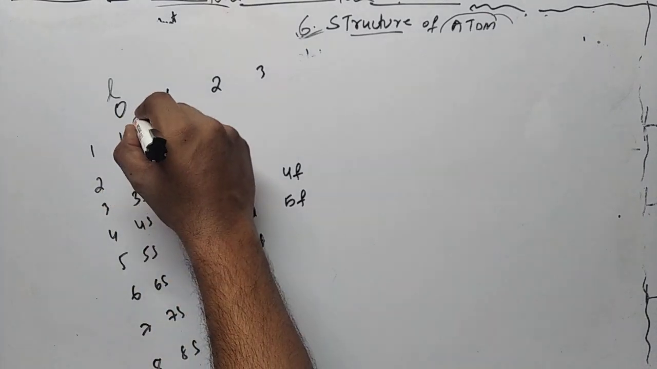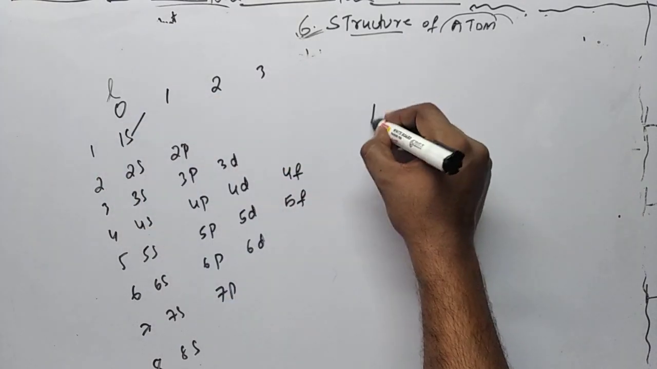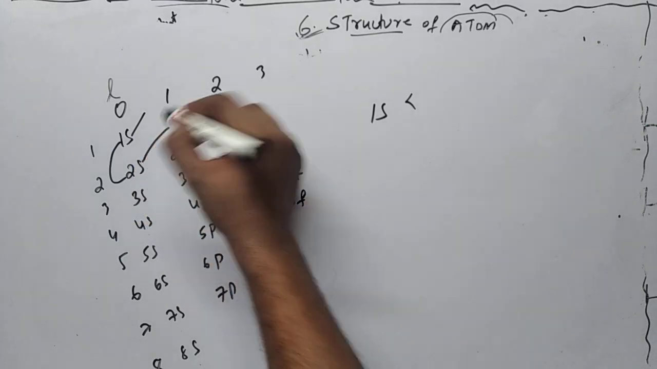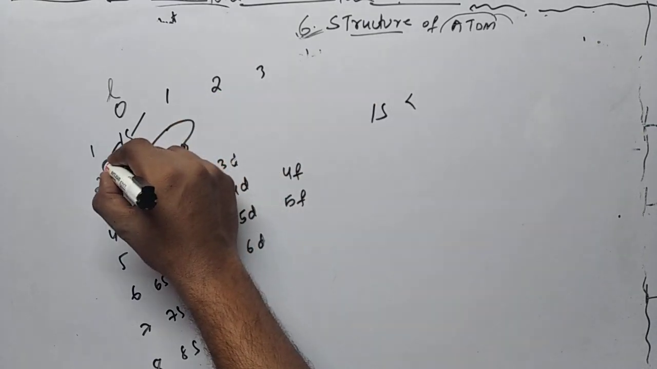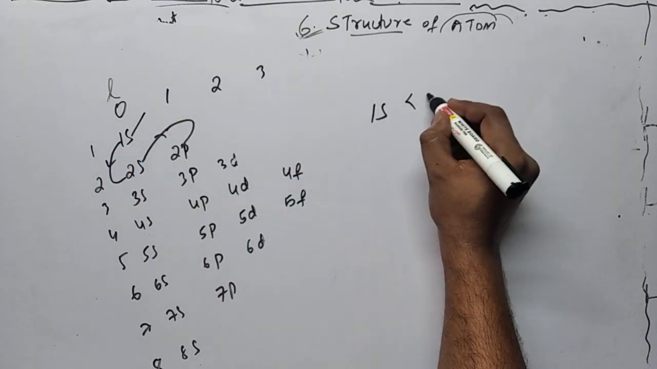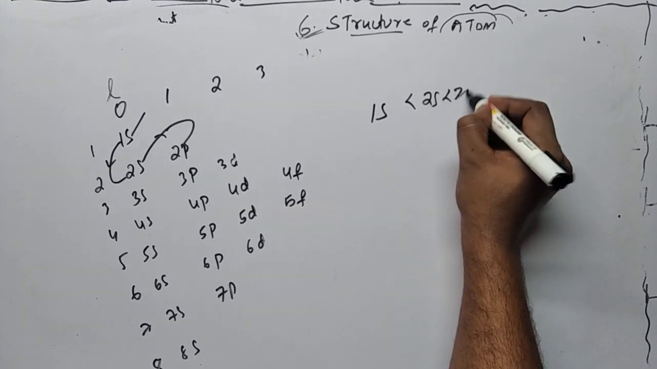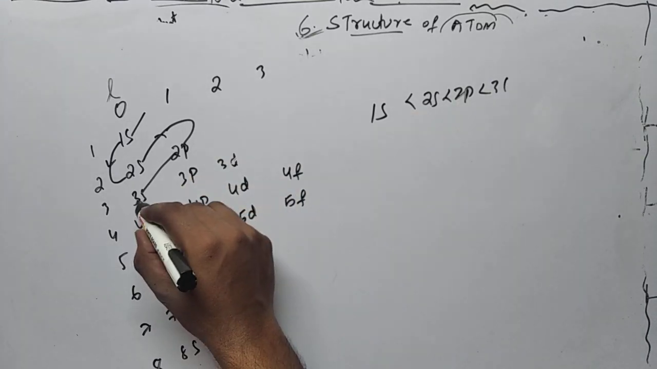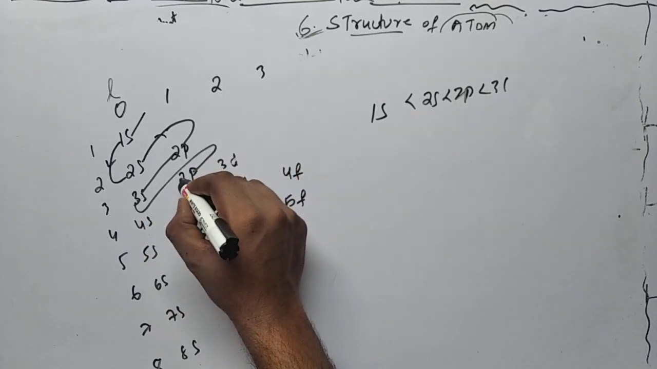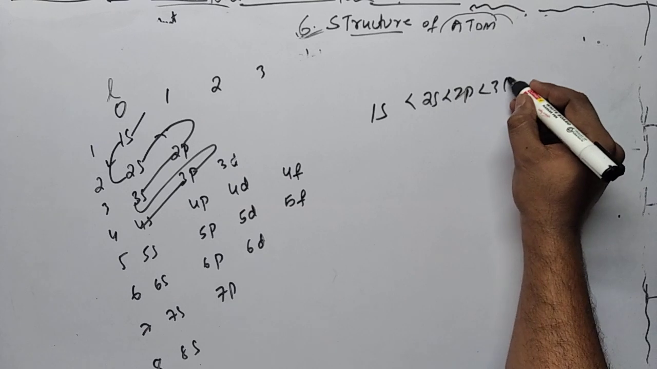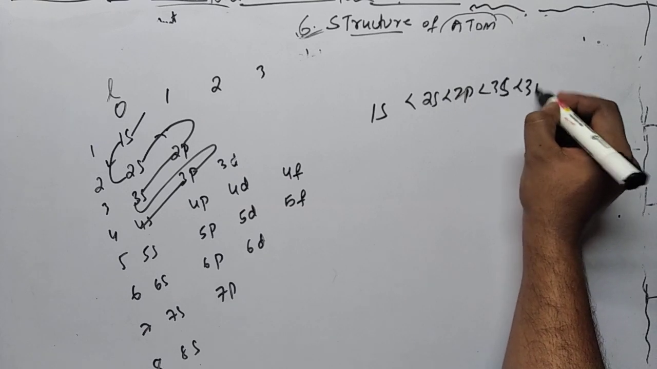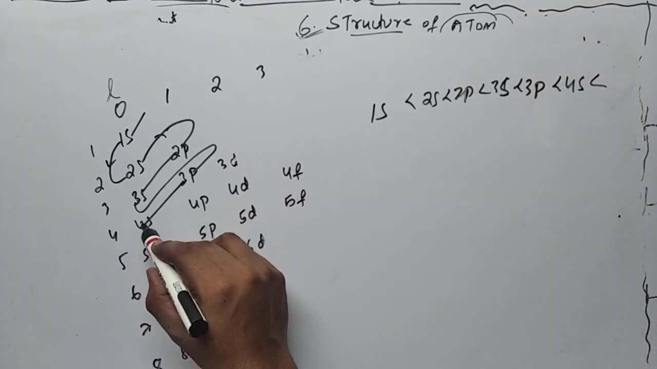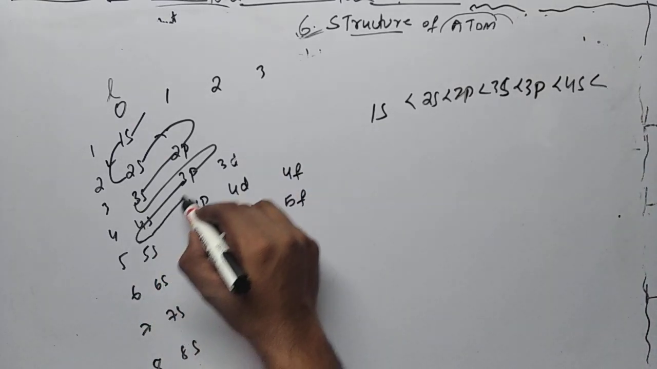See, first 1s. After 1s we have 2s. After 2s we have 2p. After 2p we have 3s. After 3s we have 3p. So 3p tarvata 4s: 3s, 3p, next 4s. After 4s, we go back to the same 3d.